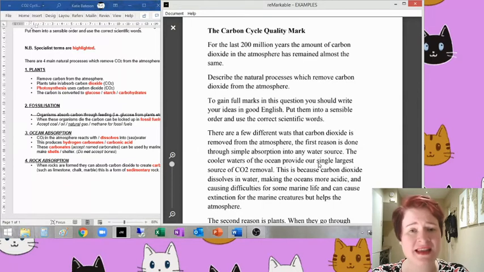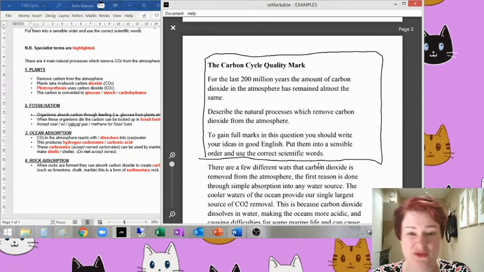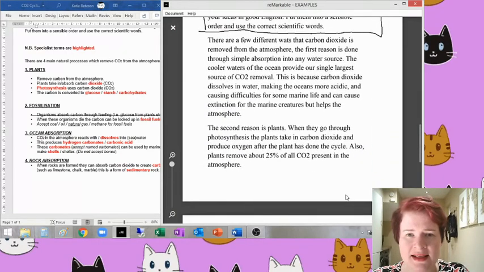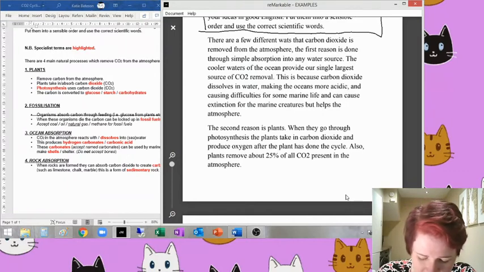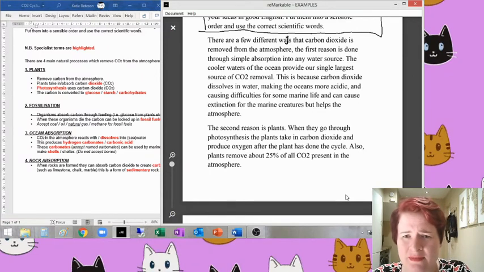Okay, so the second student answer here. The first bit here is just the question. They've put that at the top of their answer, probably just to remind themselves about what it's about. Fair enough. So the answer begins here. There are a few slight spelling mistakes there, but when you type very quickly, those things happen. Do just use a spell checker if you are typing something up. A few different ways that carbon dioxide is removed from the atmosphere.